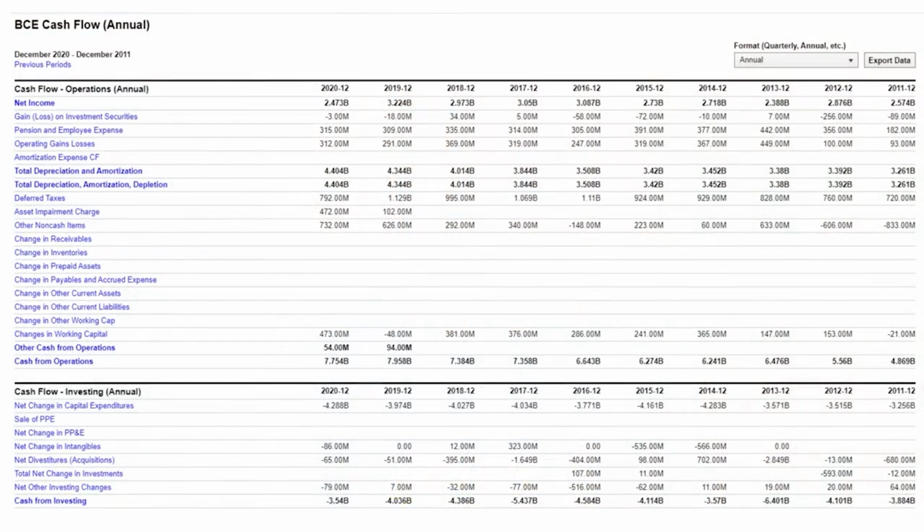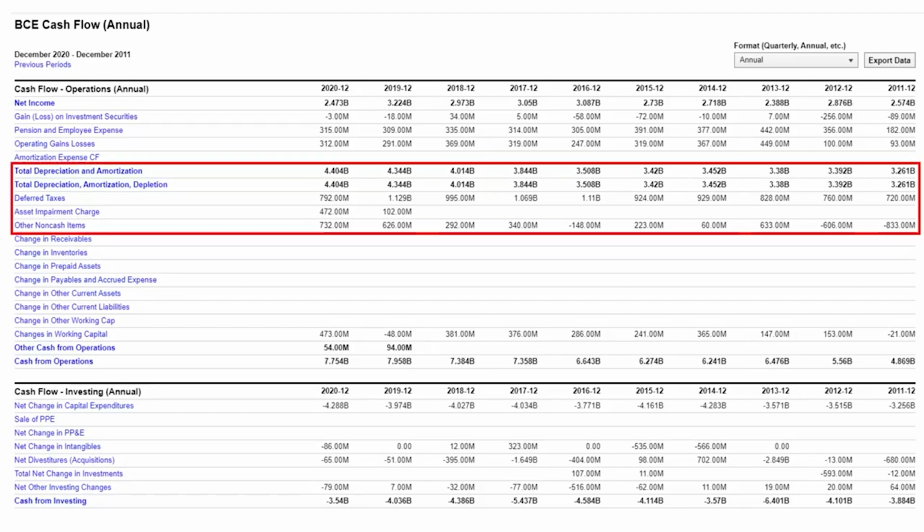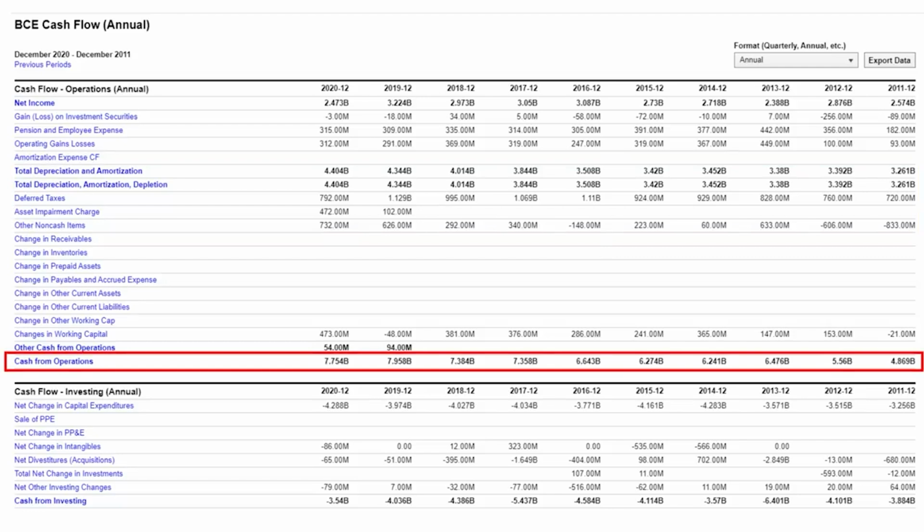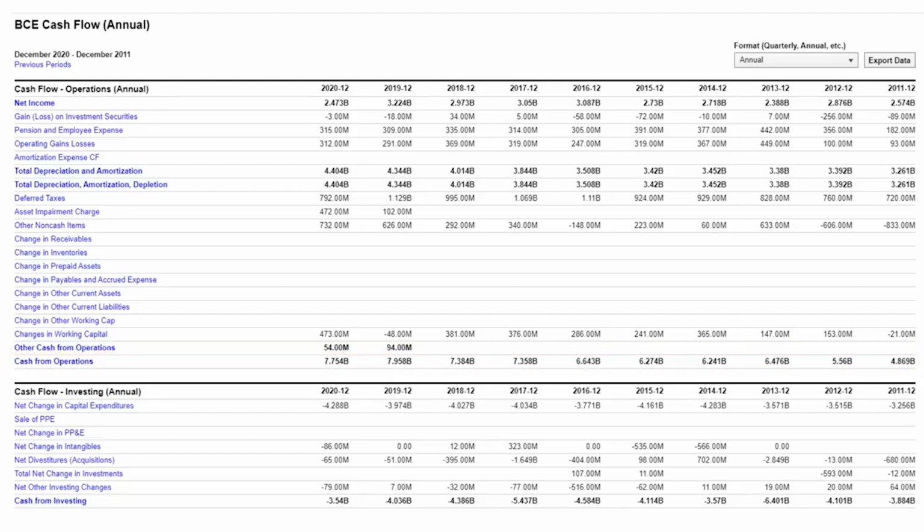If we look at BCE's cash flow statement, we can see that their net income is brought over from the income statement and put at the top of the cash flow statement. As we move down, you can see that non-cash expenses like depreciation, amortization, and depletion are added back. When we get to the cash from operations, we can see that the company has $7.75 billion in cash flow. And in this cash flow statement, this is where we are going to calculate the free cash flow of the company.